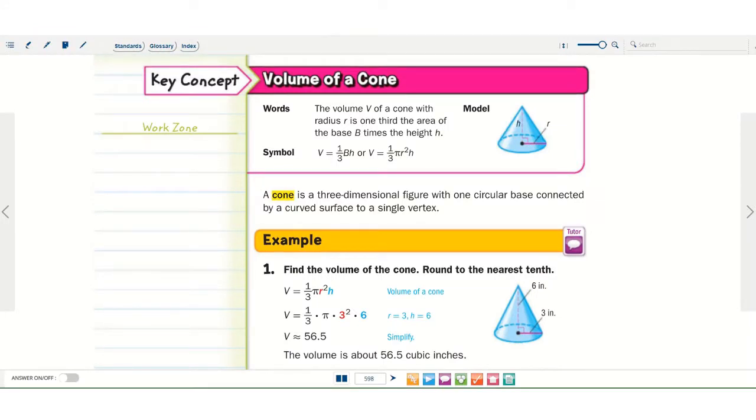Lesson 8.2, volume of cones. Our objective for the day is to be able to find the volume of cones. We do have one vocabulary word in this lesson, which happens to be cone, as you can see on this page.